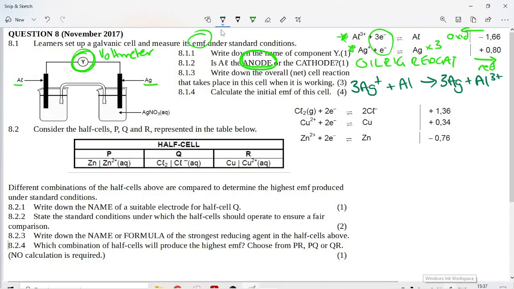So you have to balance the electrons. 2 marks for just writing the reaction: the silver ion plus the aluminium goes to the silver metal and the aluminium ion. The 3rd mark for balancing it.